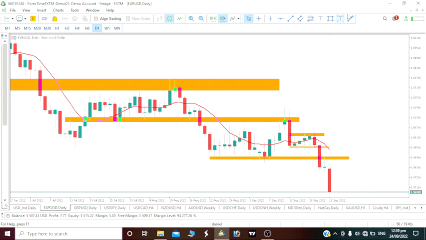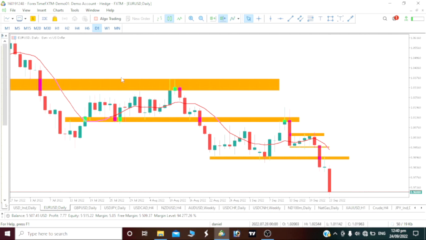After the drop, we'll see a pullback. After we get the pullback, another drop will occur. So above all, for the week, we will be closing bearish, right? Monthly time frame says we are bearish. Our weekly time frame says we are bearish. Even our daily time frame also says we are bearish.